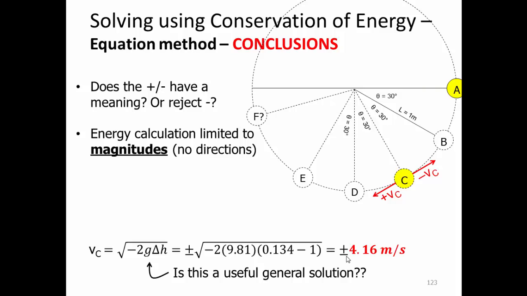They don't have any directions associated with them. In this case, we can actually interpret what the directions mean with the velocity because we have a diagram we can associate it with. So we can infer the directions for velocity and acceleration based on a diagram that we drew.